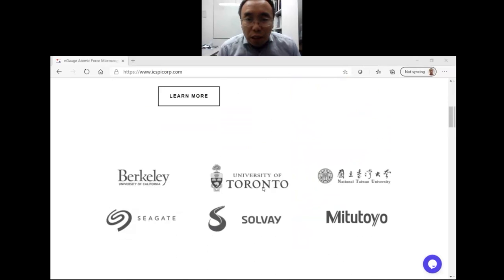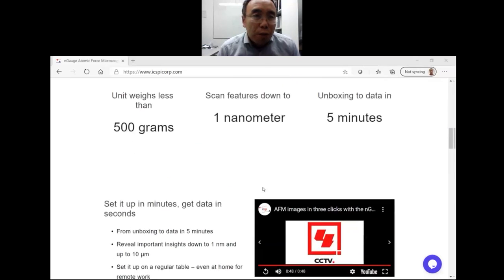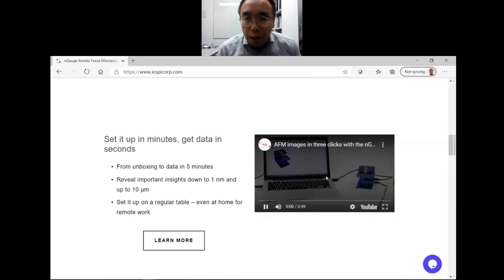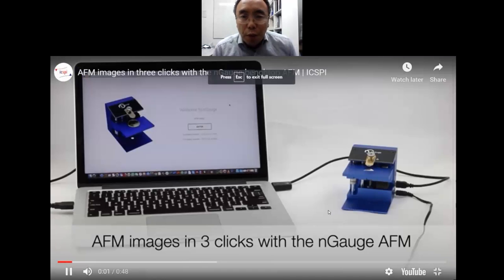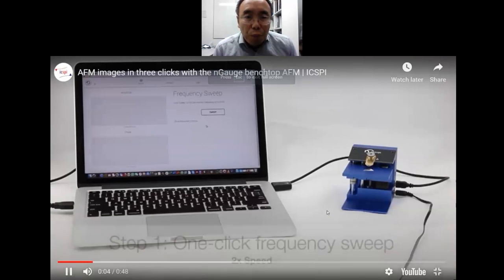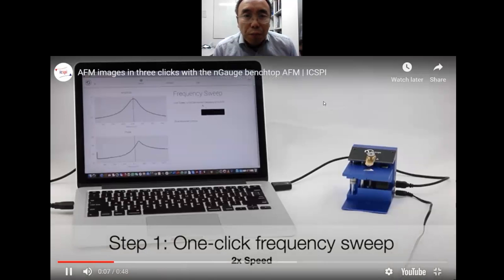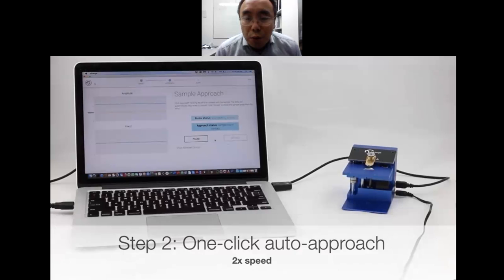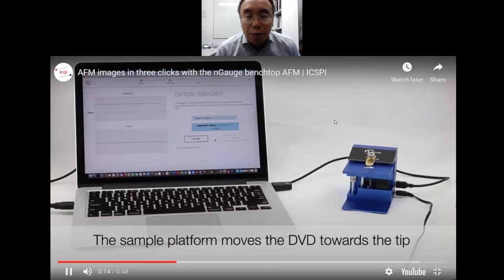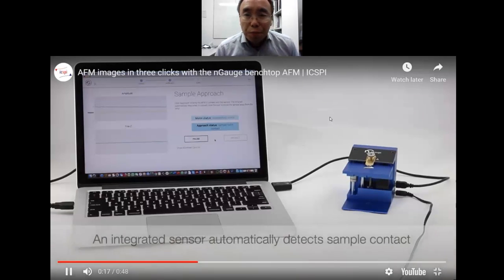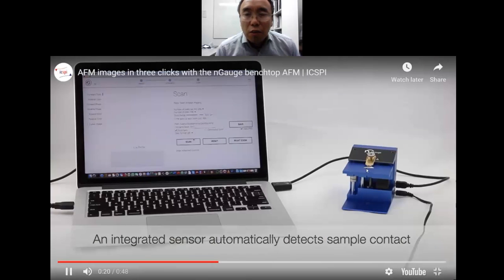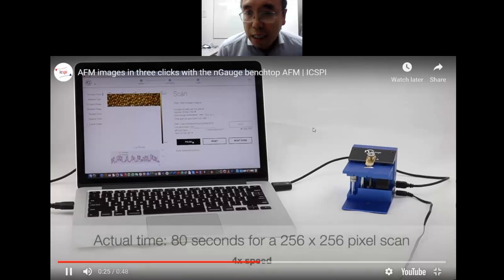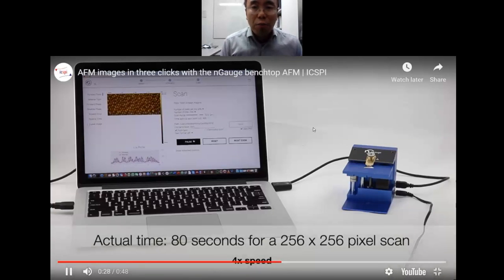Here's the idea of how this thing works. I will show you some video from this company. It's a very simple and cheap AFM. The AFM costs just a few thousand dollars. It's a single chip AFM. Everything is in this one chip. So you do not need lasers for optical detection like in a normal AFM.